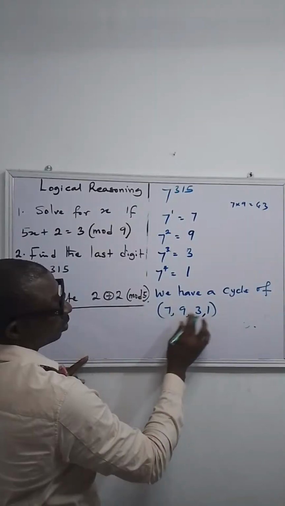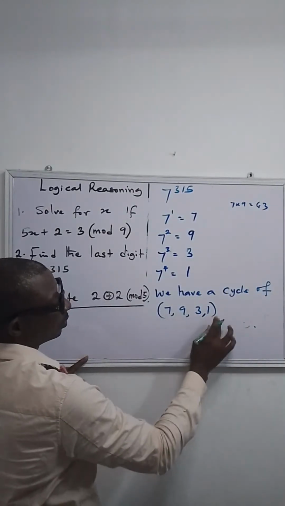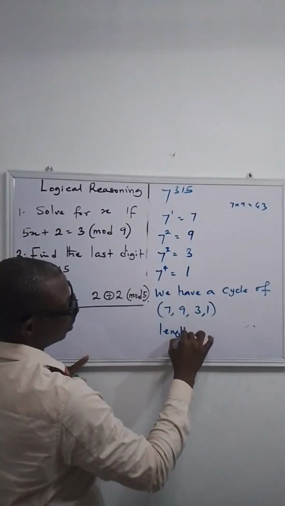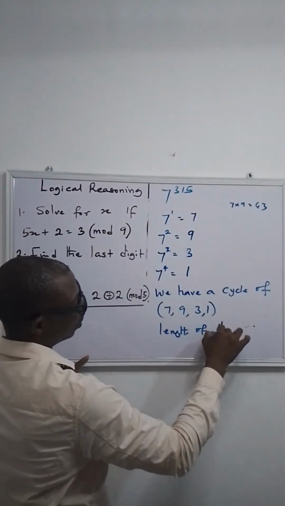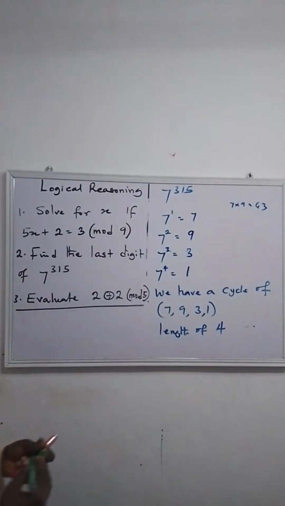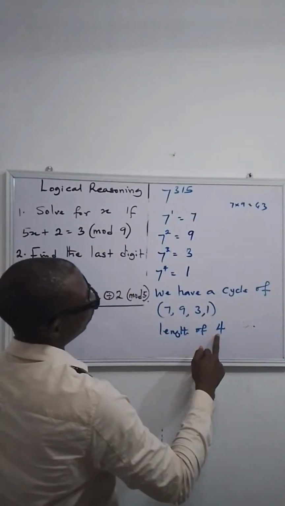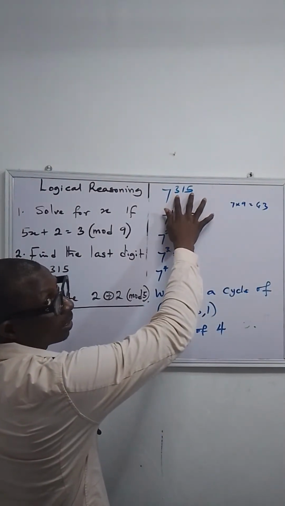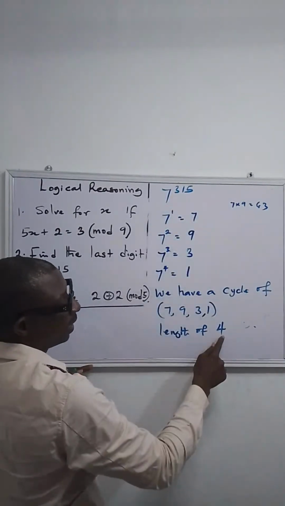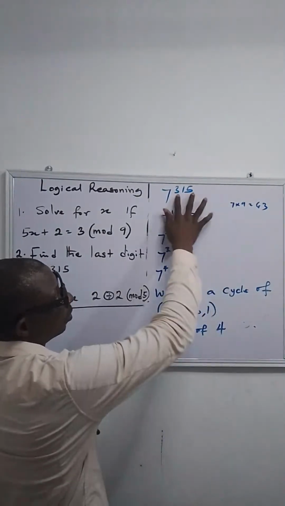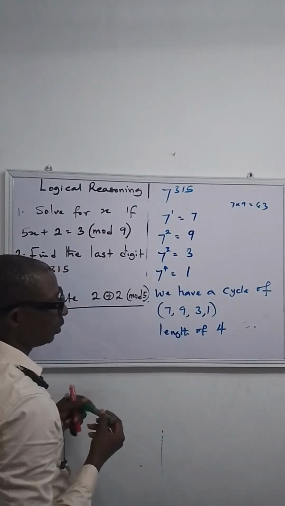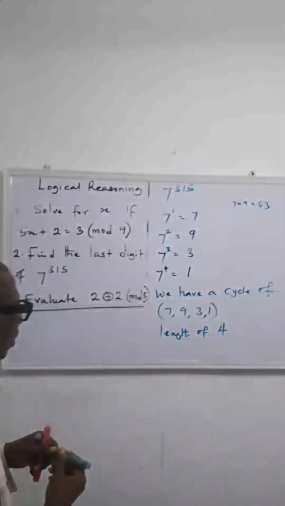Okay, so now what is going to be the length of this? That is the number of digits we have there. So it has a length of 4. Okay, so the length is 4. Now what are we going to do with the length? We use this length to express the power in mode of the length. So we express this power in mode 4. Okay, can we do that? So now let's do that.